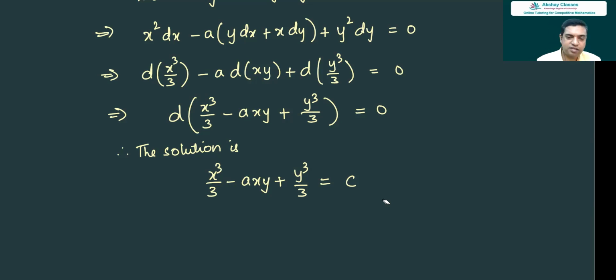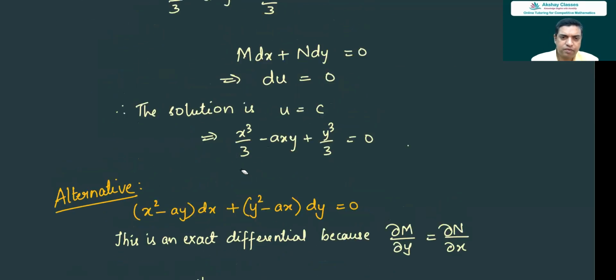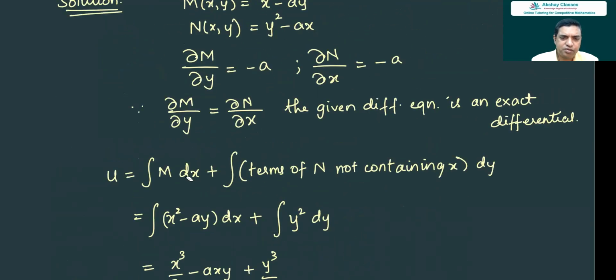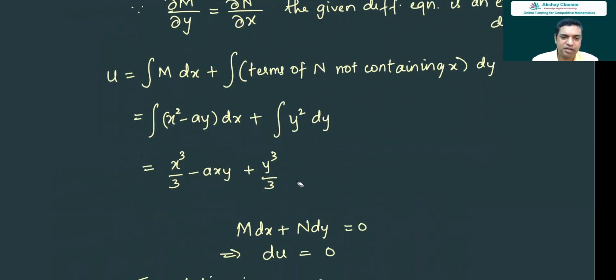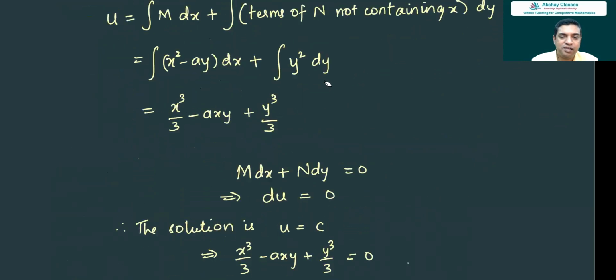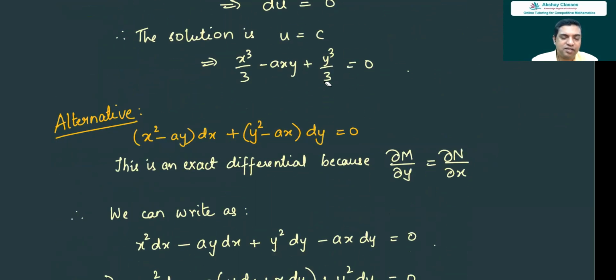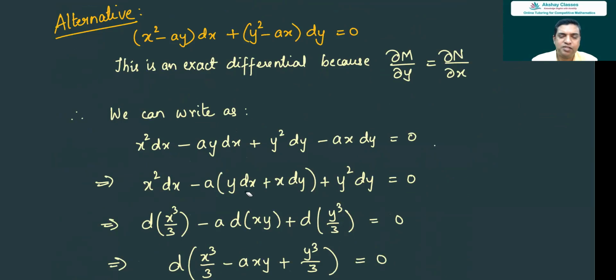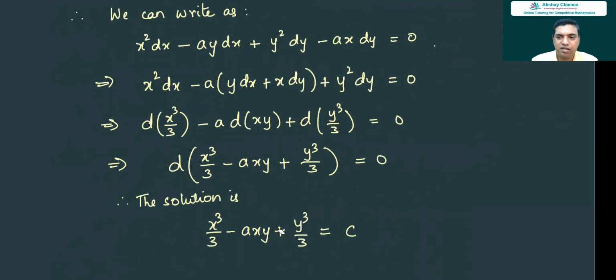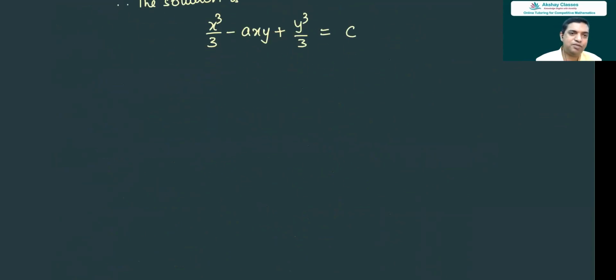Okay. See, by this also we got the solution: integral of M dx plus integral of the terms of N not containing x dy plus c. Same thing we got. But you will have to remember this. Suppose you forget, then you are stuck. How do you solve? By simple common sense logic, you can solve this. I prefer this method rather than mugging up so many methods. Try this one.